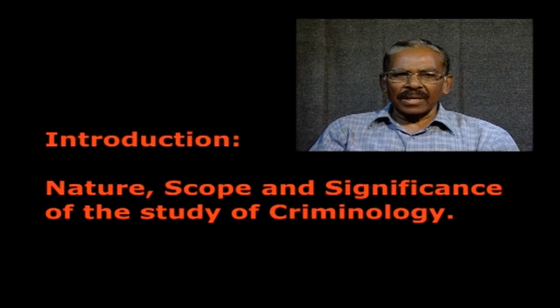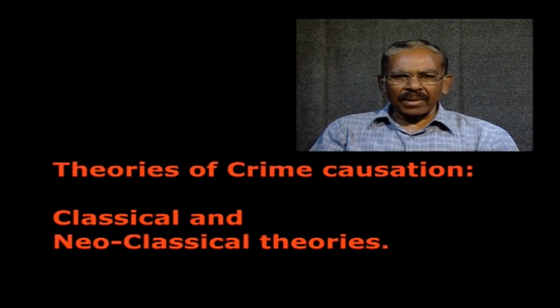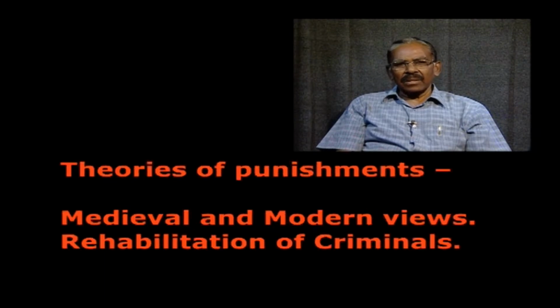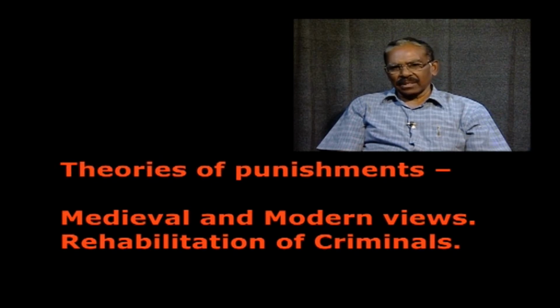You will study this course under the following 5 major heads, that is introduction, which includes nature, scope and significance of the study of criminology, followed by theories of crime causation, which includes classical and neoclassical theories. This is followed by typology of crimes and changing crime profile, and then theories of punishments, medieval and modern views about punishments, and also rehabilitation of the criminals.